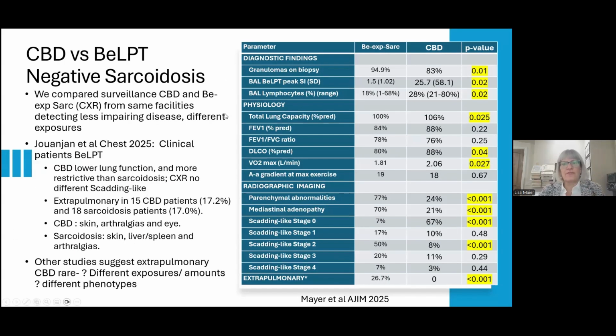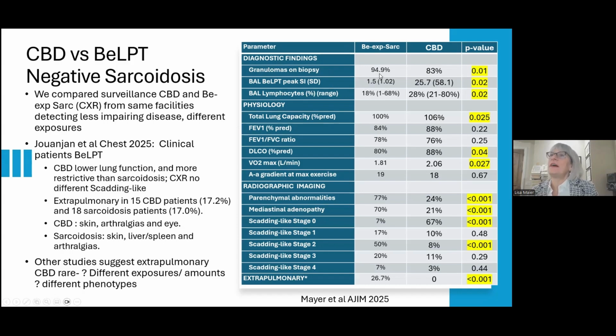Now, because of our referral center, we see a lot of folks with sarcoidosis who've actually had beryllium exposure. And Anise Maier, who is an occupational physician in our group, now professor emeritus, looked at these folks and said, what is the difference if we see people that we cannot call chronic beryllium disease? They have normal lymphocyte proliferation tests. What do we see as different?